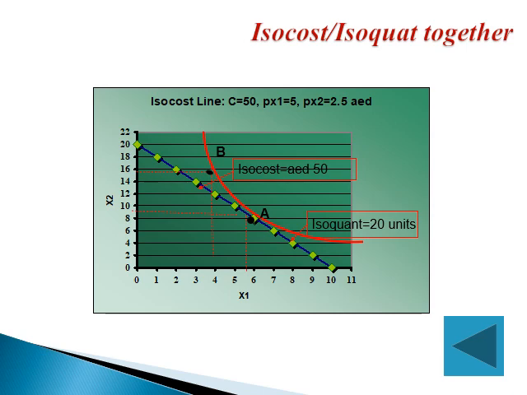This is again assuming that the unit price of x1 is $5 a unit and the unit price of x2 is $2.5 a unit, and the amount of money that I'm going to be paying, the equal cost or the isocost, is equal to $50. In that case, if I use that much of x1, which is somewhere between 5 and 6 units, and somewhere between 8 and 10 units of x2, I will produce 20 units of output at the least cost possible. And this is the optimality condition. In that case, we call point A, which is the tangency point, the point of equilibrium.